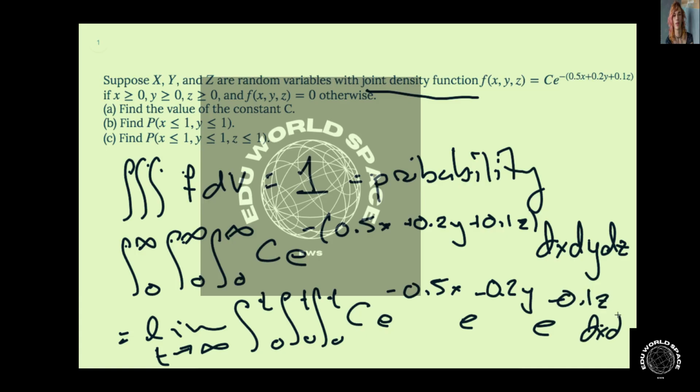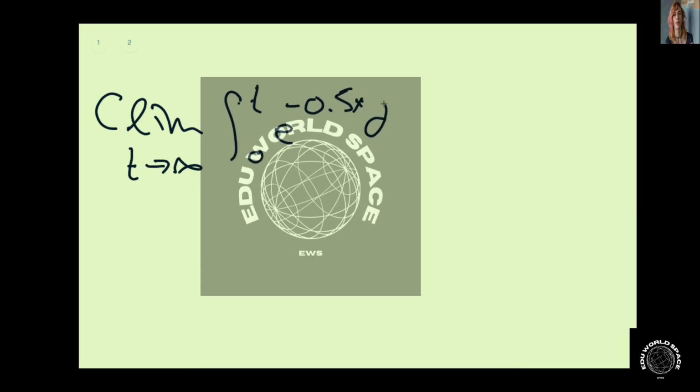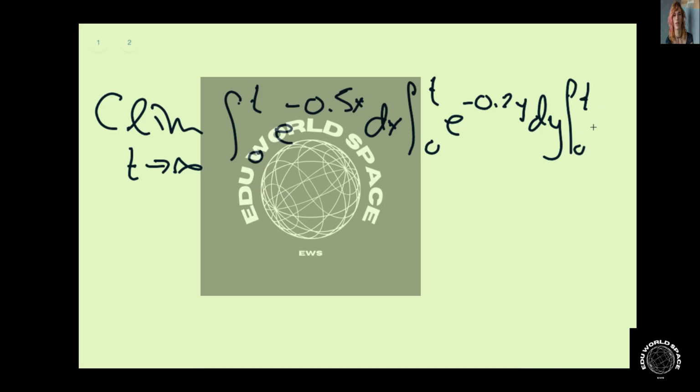So we're integrating c times e to the negative 0.05x, e to the negative 0.02y, and e to the negative 0.1z, dx dy dz. Okay, so we can pull out this c. The limit as t goes to infinity, 0 to t. Now I can split this up accordingly, because each one doesn't depend on the other. Okay, so we got this. And now integrating this, what do we end up with?